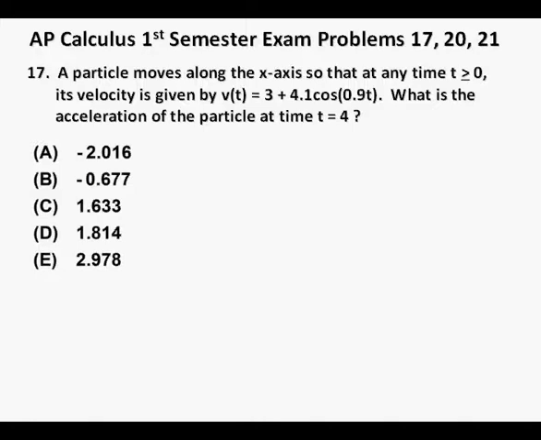Problem 17. A particle moves along the x-axis so that at any time t greater than or equal to 0, its velocity is given by v of t equals 3 plus 4.1 times the cosine of 0.9t. What is the acceleration of the particle at time t equals 4?